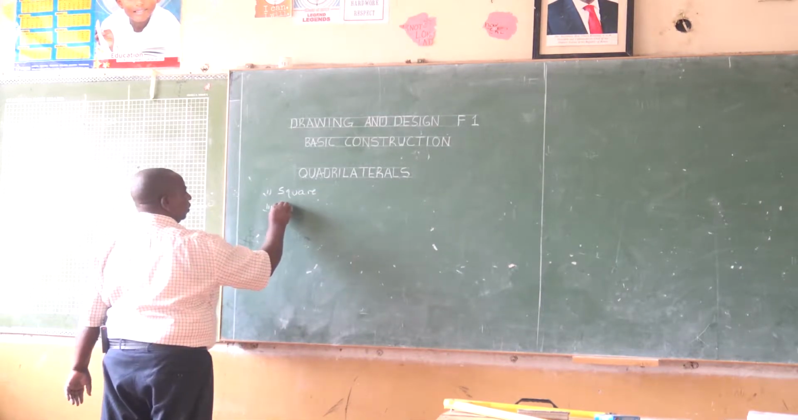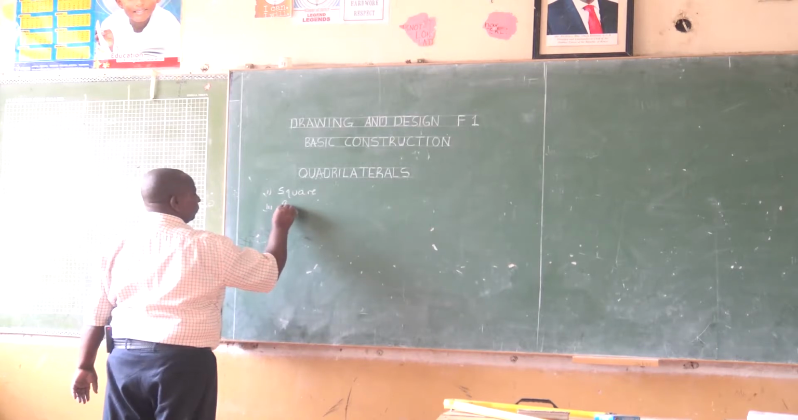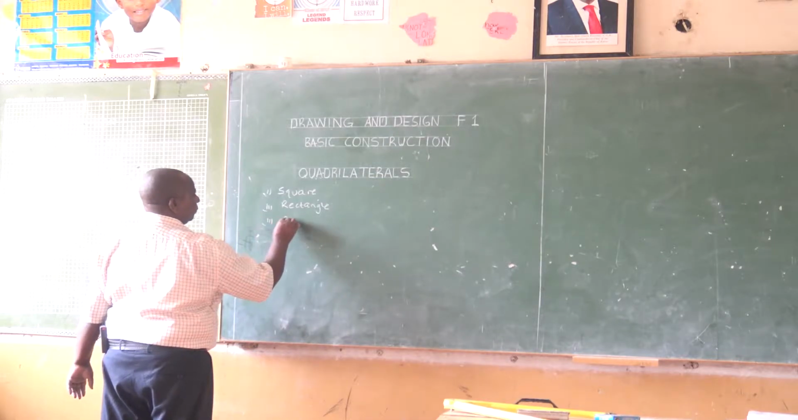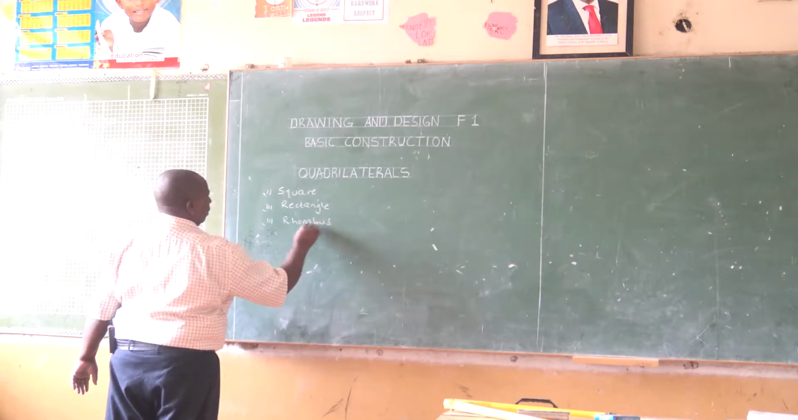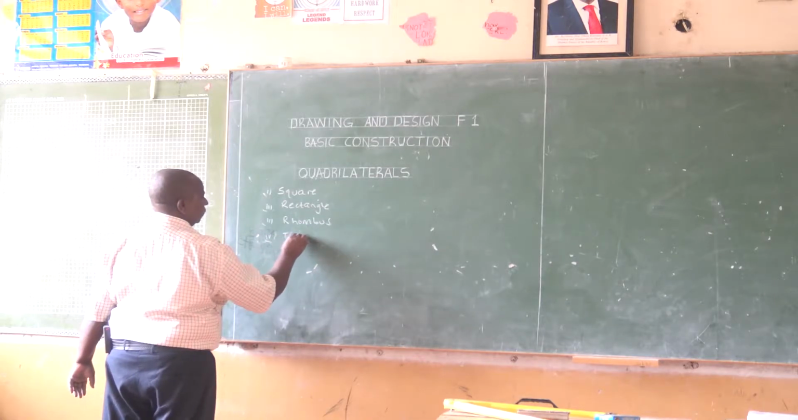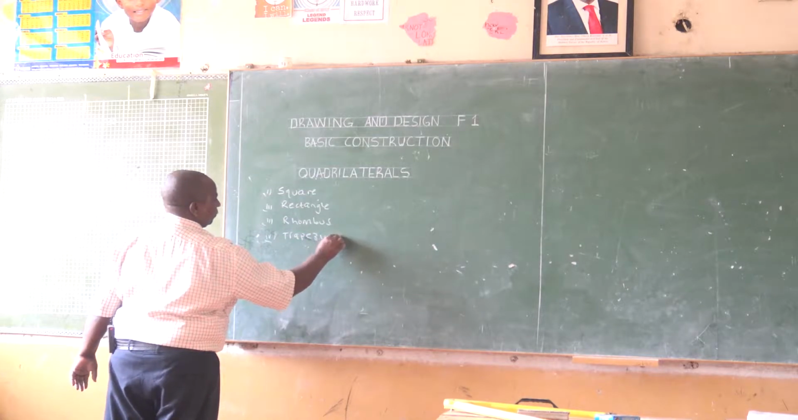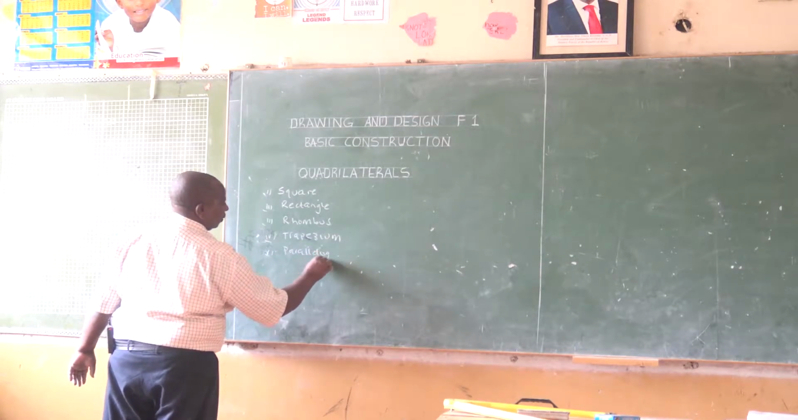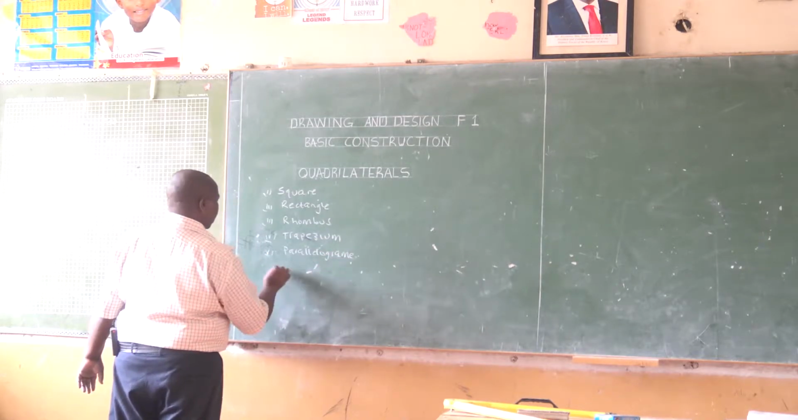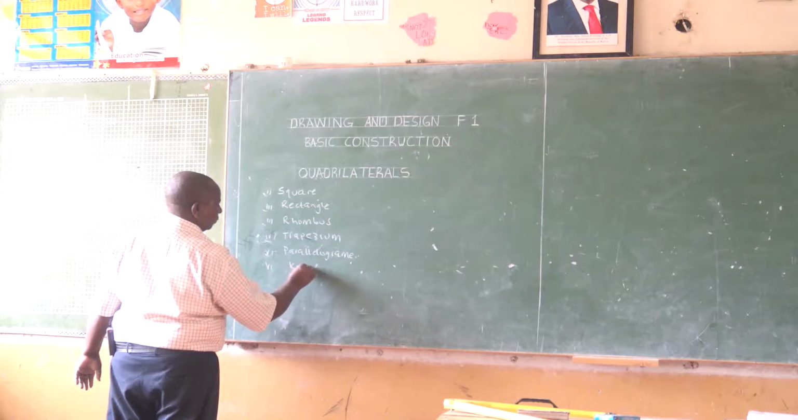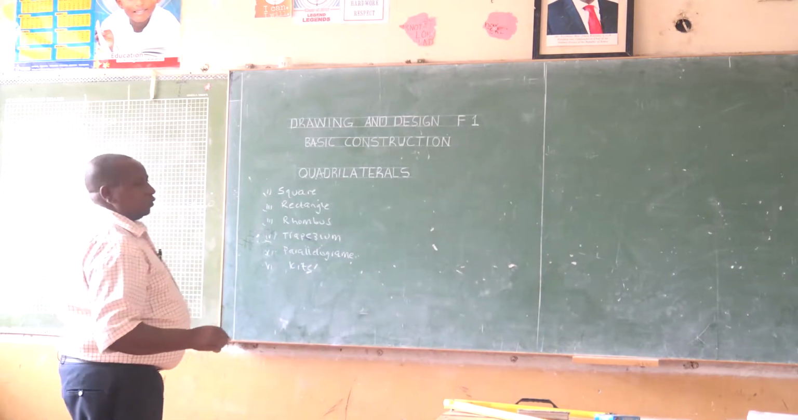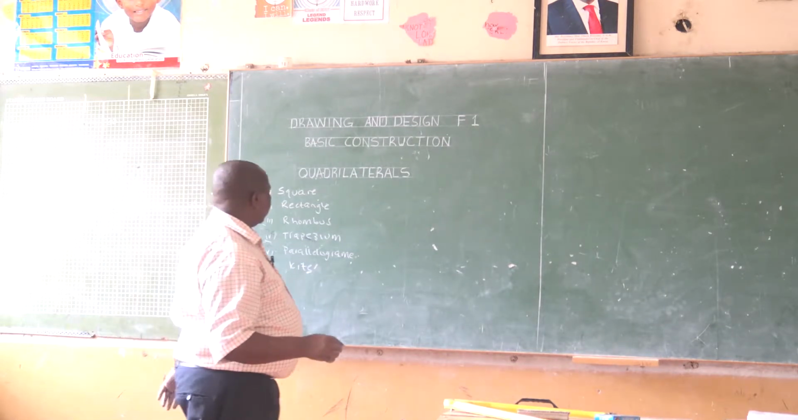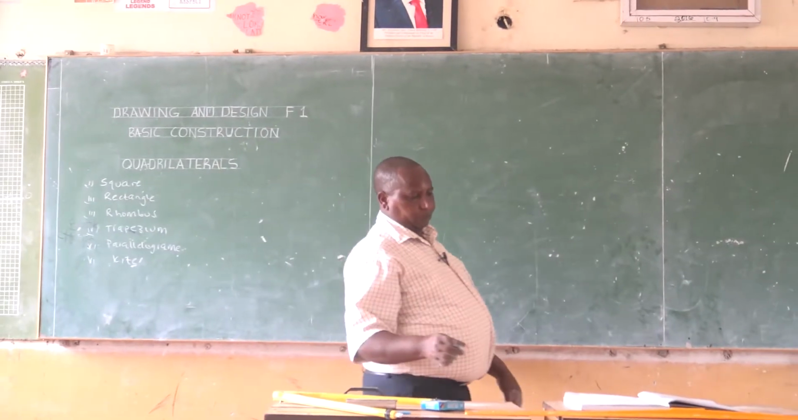We give it as also a rectangle, rhombus, trapezium, parallelogram, and kites. We are going to learn to construct each one of these quadrilaterals given specific conditions.